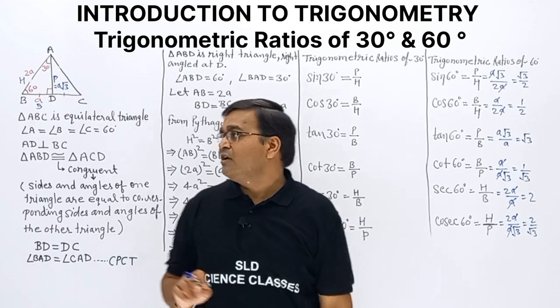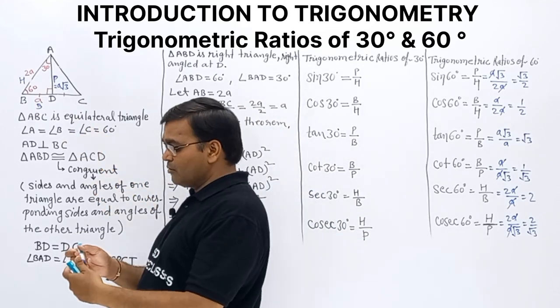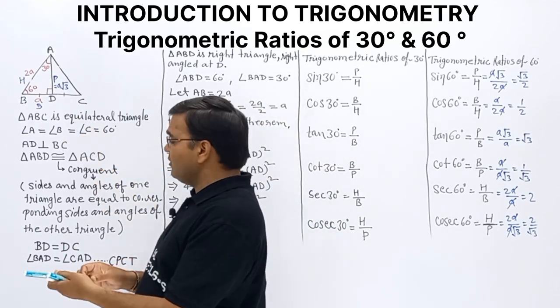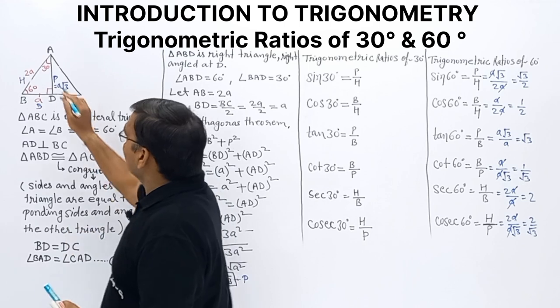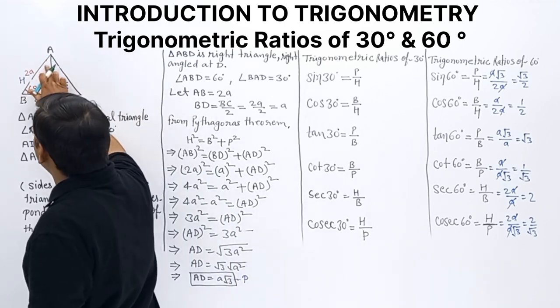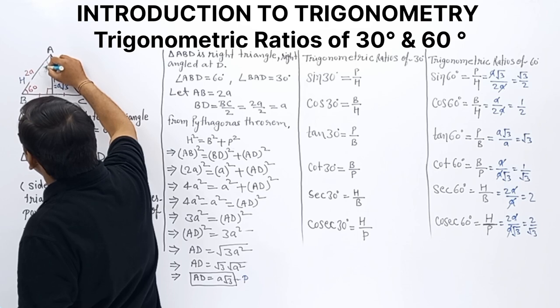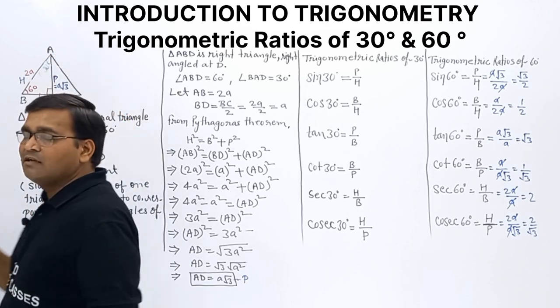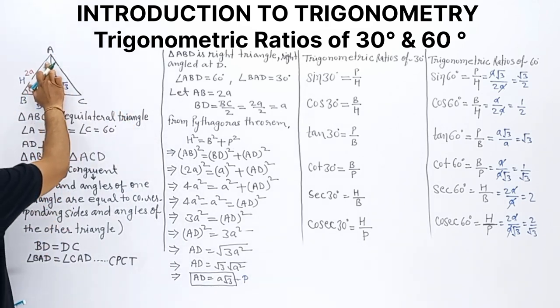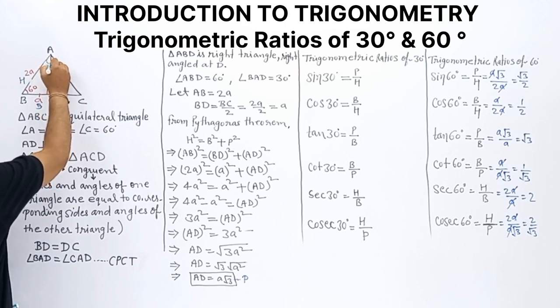Now we want to find the values of trigonometry ratios of 30 degree. For the 30 degree, we will consider, observe, I am writing this one using a different pen. This is the 30 degree now we will take. This is the 30 degree.